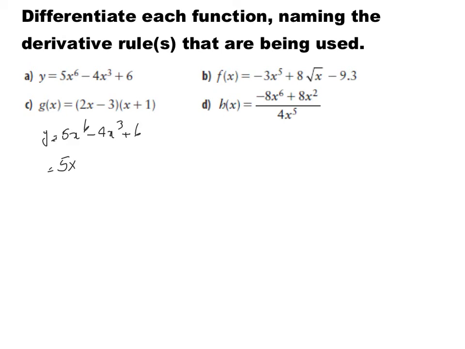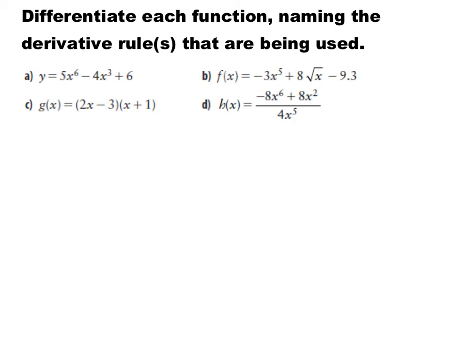Now, we know that for x exponent 6, the derivative is 6 times x exponent 6 minus 1. Minus, again the same thing, negative 4 is a constant, so it's going to be negative 4 times the derivative of x cubed, which is 3 times x exponent 3 minus 1, plus 0, because the derivative of a constant is 0. Now 5 times 6 is 30, 6 minus 1 is 5, so it's 30 x exponent 5. 4 times 3 is 12, so negative 12 x exponent 2 plus 0. So the answer is 30x exponent 5 minus 12x squared.